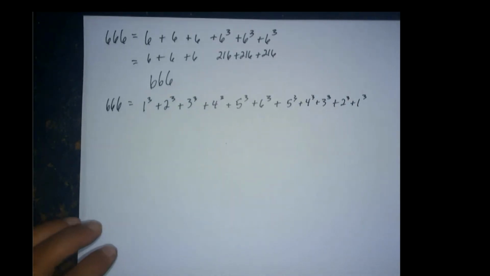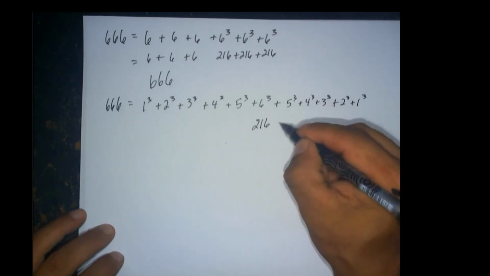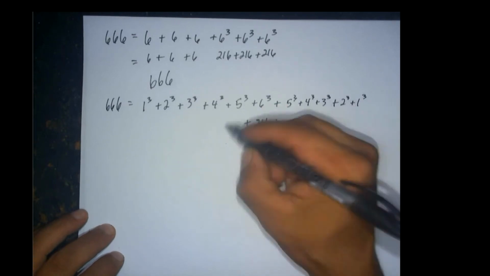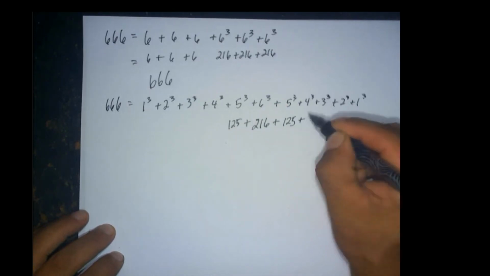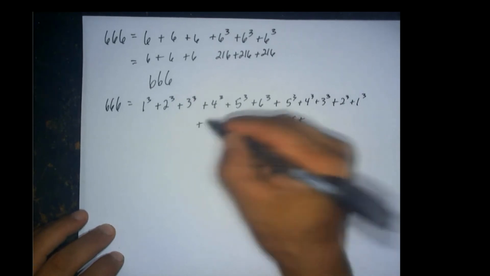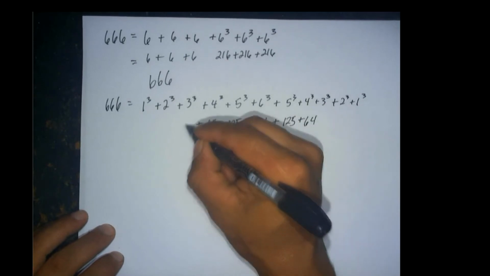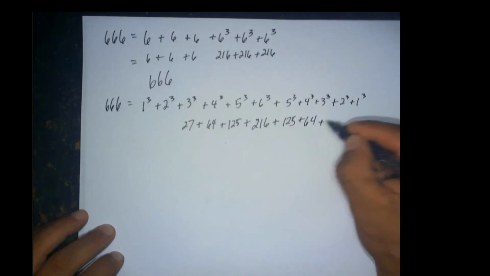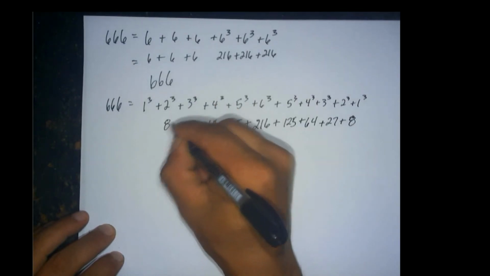Okay, so we already know this one, right? That's 216. And these two are 125. And you already know 4 cubed because you did that earlier. 64. 3 cubed is 27. 2 cubed is 8. 2 times 2 is 4 times 2 is 8. And then 1 cubed is 1.